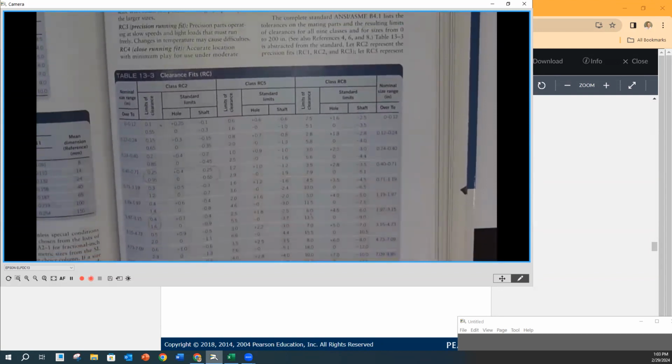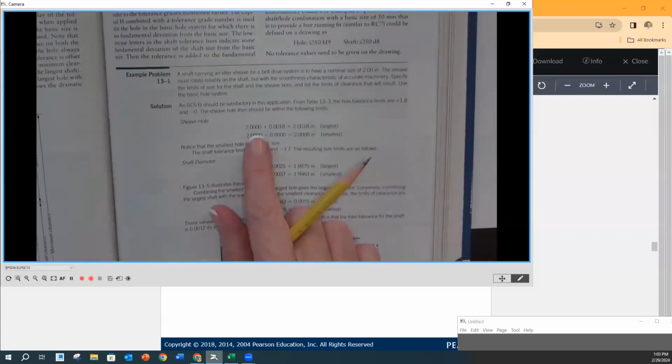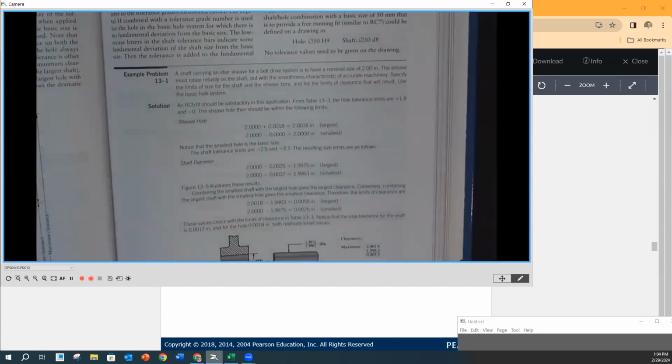Now, you as the designer might decide that yours is an RC4 or an RC6. That's okay, you get to make that decision, but you want to kind of make sense of it, okay? So they chose right away it's an RC5. Now, as they said, the nominal size is 2 inches, so we'll compare back to these sizes.